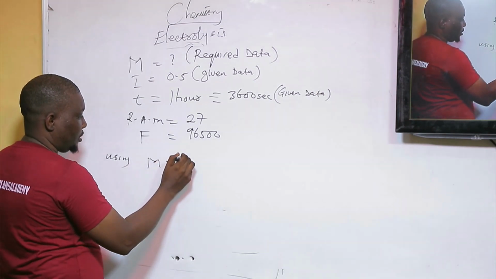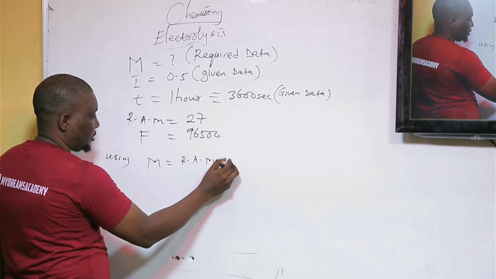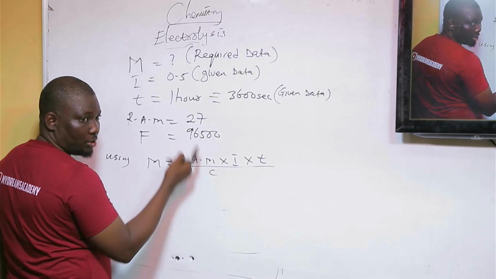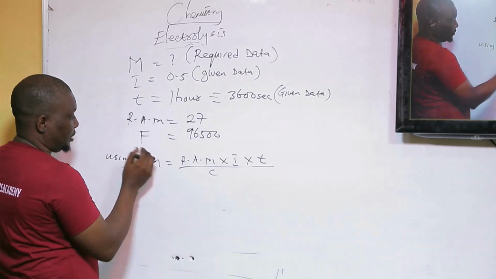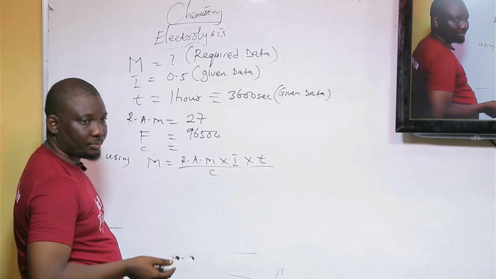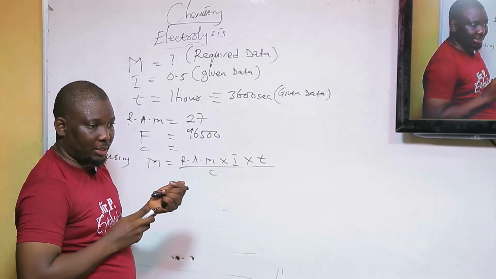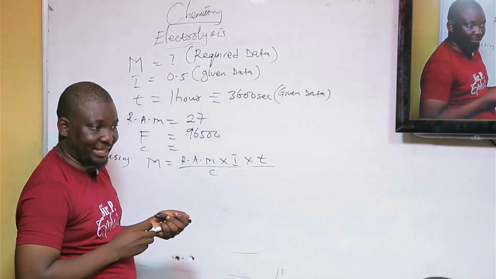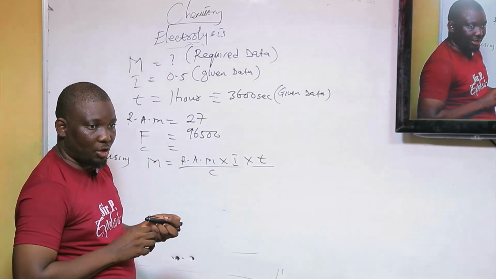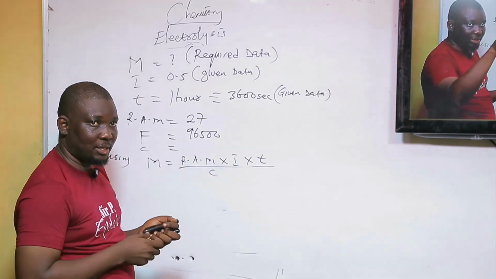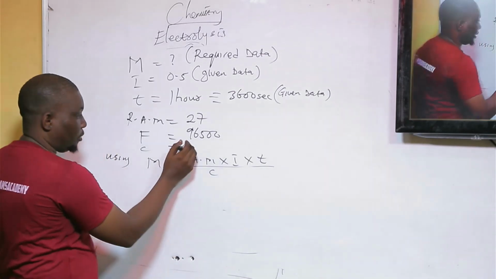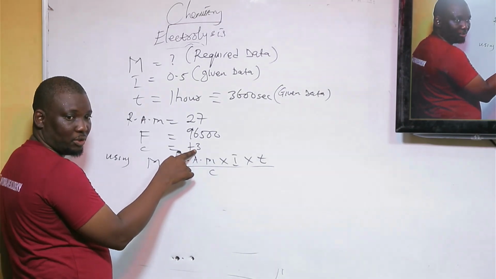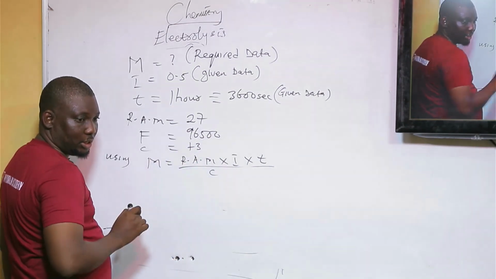M equals what? Relative atomic mass times current times time upon C. That's the charge. Even though this C is not given, one can find out that aluminum is a trivalent metal. You know what I mean by trivalent? Aluminum is a trivalent metal, a metal of group 3, whose valency or oxidation state in that compound is what? 3, or plus 3. That means this aluminum requires 3 electrons before it can be discharged. Are you with me now?